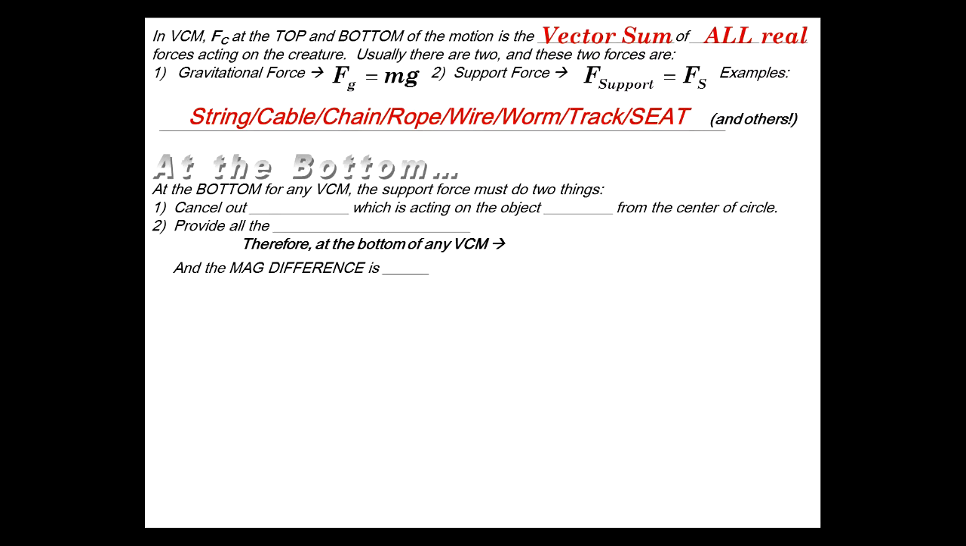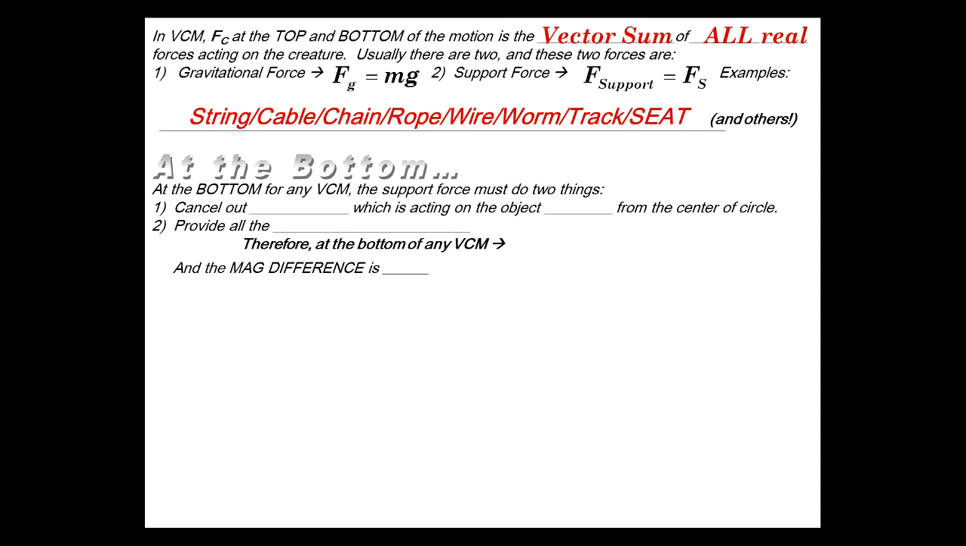Now, let's consider what's going on at the bottom. The bottom will be the same in all situations, the physics of what's going on at the bottom. The top will take a little more finessing, so to speak. But at the bottom, for any vertical circular motion, puppy, relax. The support force has two jobs. What does the support force have to do?